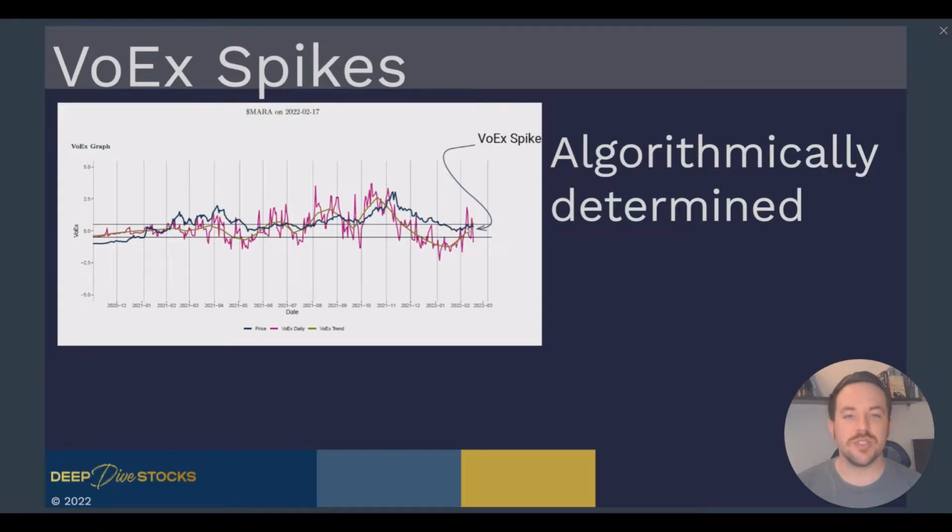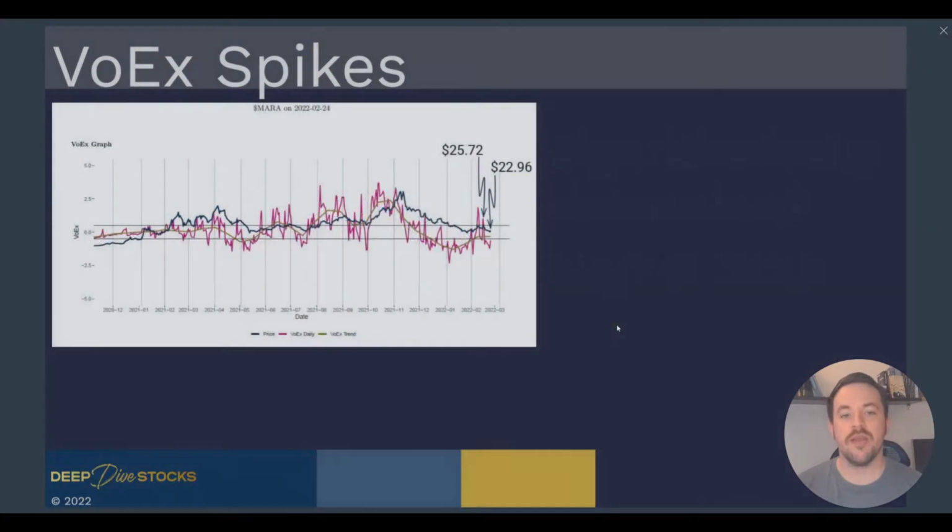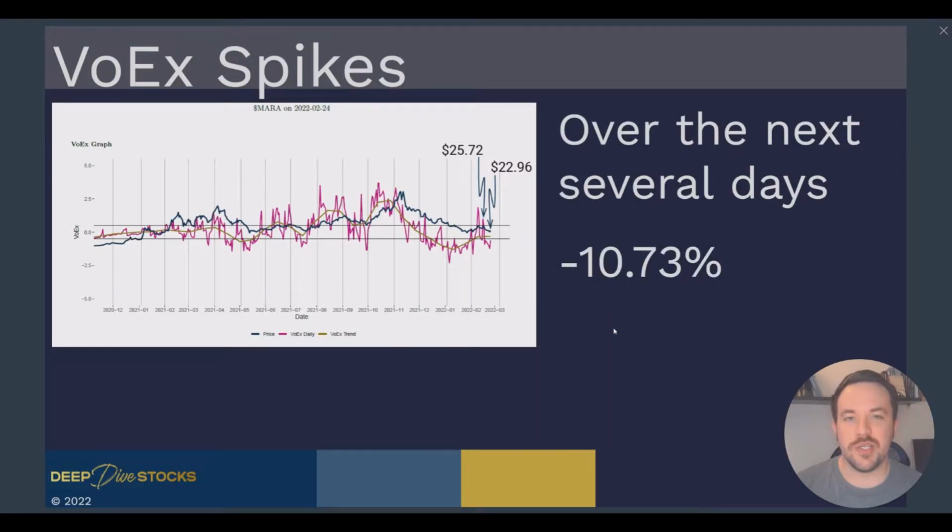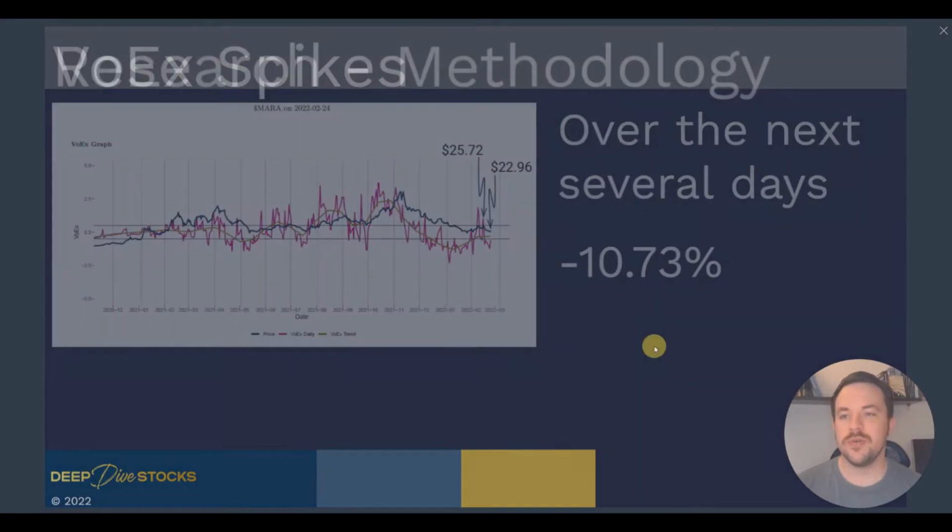And what's interesting though is as this price began to rise back up, the VoEx became spiky, so it became statistically relevant for future returns. The market scan caught this on the 17th of February. And of course, over the next several days, the price action fell in line with VoEx's prediction, and the price fell 10.73%. Not too shabby.